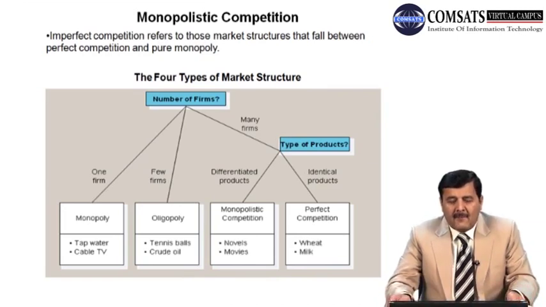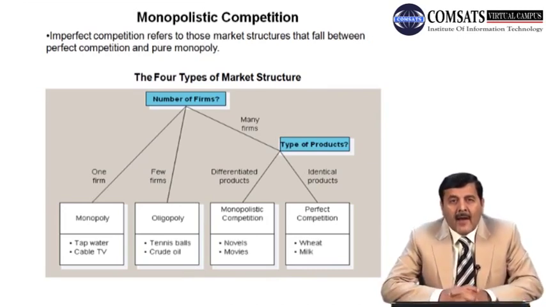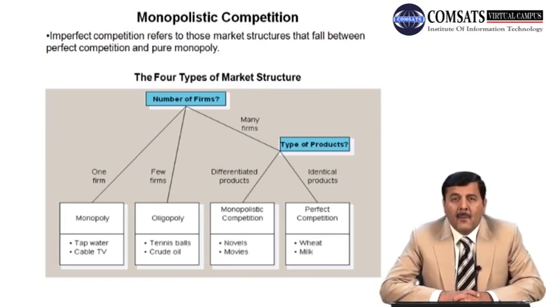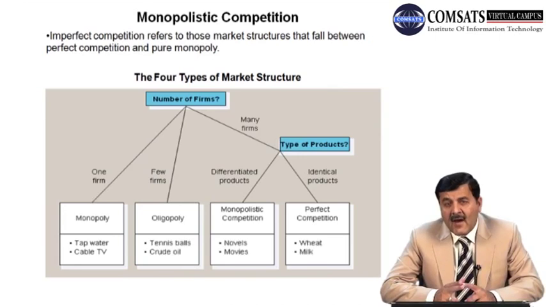अगर आप इस slide को देखें, just look at the slide, just look at the chart. On the top we have number of firms, so we can differentiate among the market structure by the number of firms. And the second thing is that we can also differentiate the market structure on the basis of type of product which they produce. So there are 2 factors which can differentiate between different types of market structure.